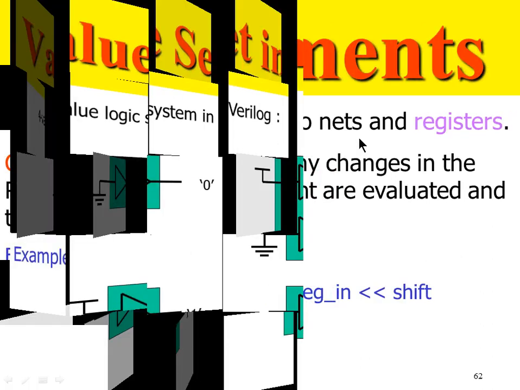Assignments drive values into the nets and registers. So assign, the equal to, is an assignment operator basically. Any changes in the right hand side of a continuous assign statement are evaluated and the left hand side is updated. Assign out is equal to not in. So in will be inverted. This is the not or inversion sign. The input signal will be inverted, and the inverted value will then get assigned to the out signal. This is what this means. Right hand side is updated and then assigned to left hand side.